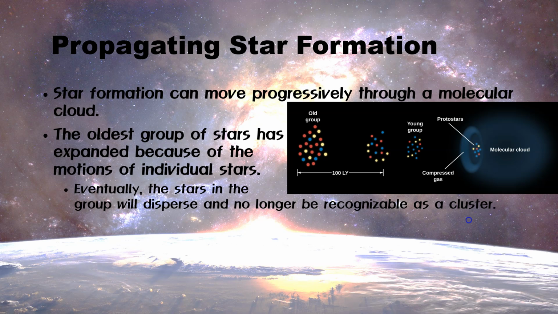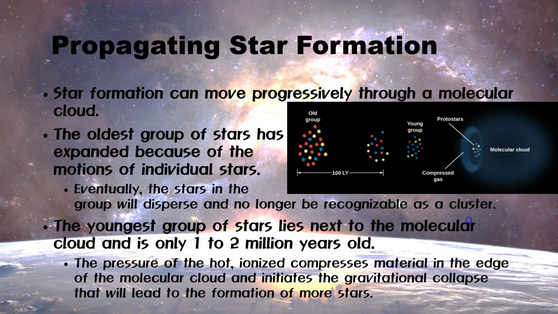The oldest group of stars has expanded because of the motions of individual stars, and we can see that represented in this image. Eventually the stars in that group are going to disperse and no longer be really recognizable as a cluster. They will just move away from one another.